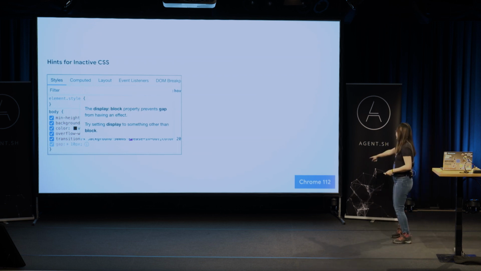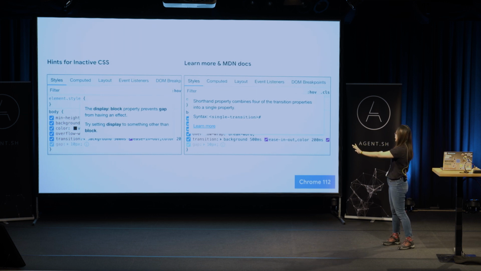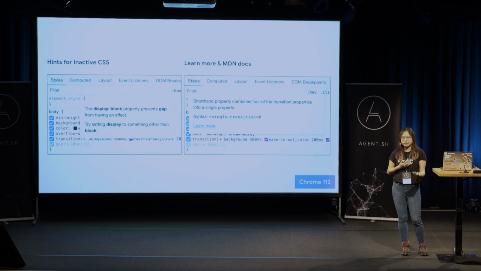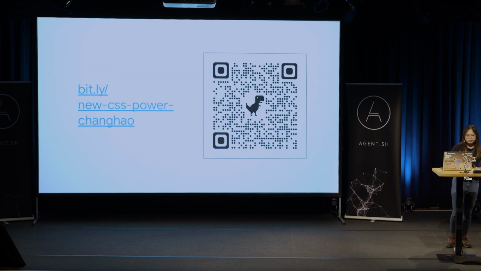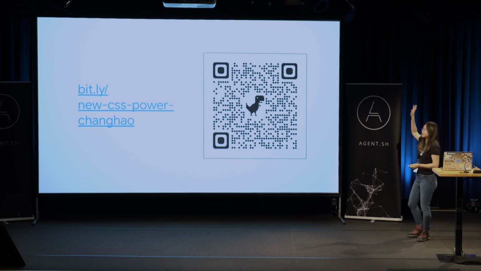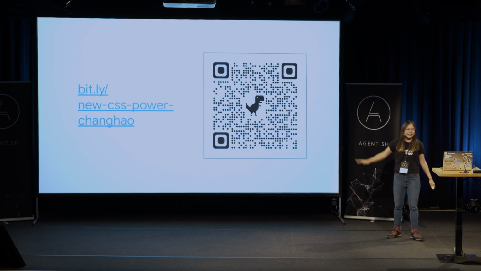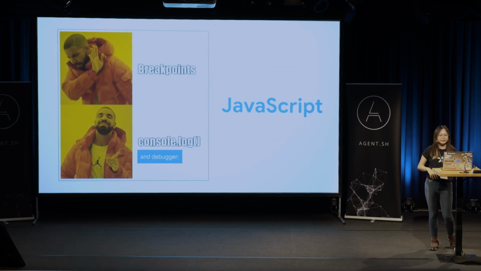And landing soon in Chrome 112, we have a Learn More and MDN documentation. So when you hover over the property name, we'll show you roughly a short description of the feature. And when you click on Learn More, it will open the MDN documentation. So it's an easier way for you to find examples to start learning and dig into the syntax. And if you want to learn more about CSS stuff, because there are too many of them, you can go to this link and learn more about that. I will share the slide deck later, so you don't need to download it now.